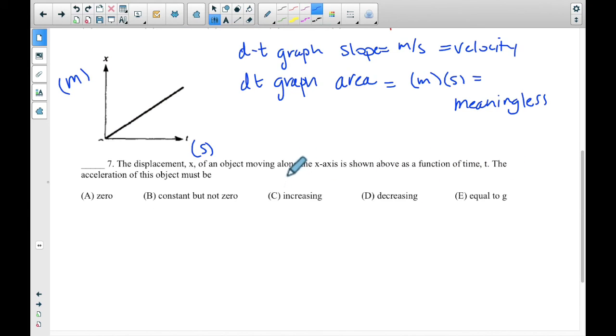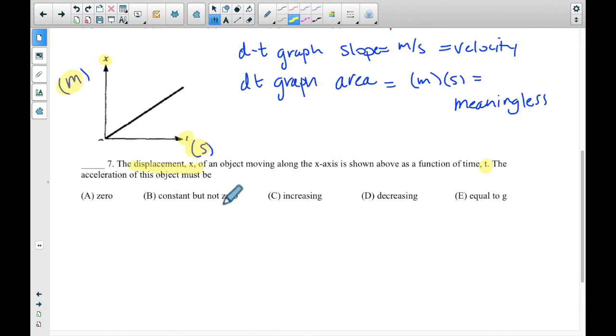Okay, number 7. A distance time graph is what we have, or actually displacement. It says it down here, the displacement x. So they used an x up here, but we know that they're saying displacement. We know we measure displacement in meters, of an object moving along the x-axis, shown above as a function of time, t. So we know time is measured in seconds. The acceleration of this object must be what?